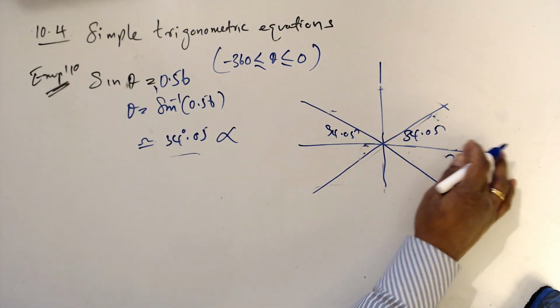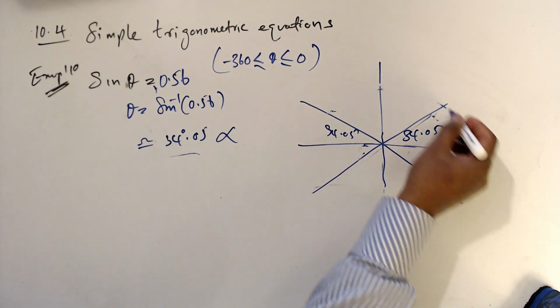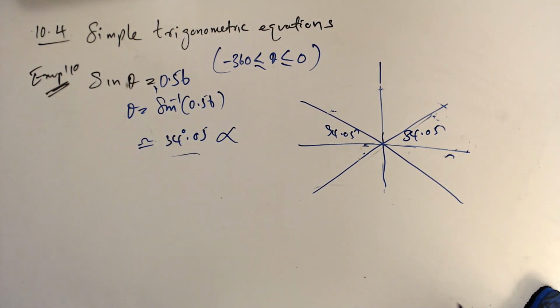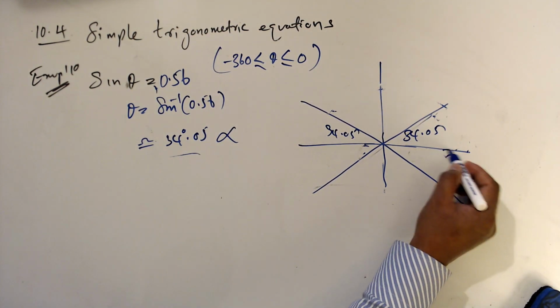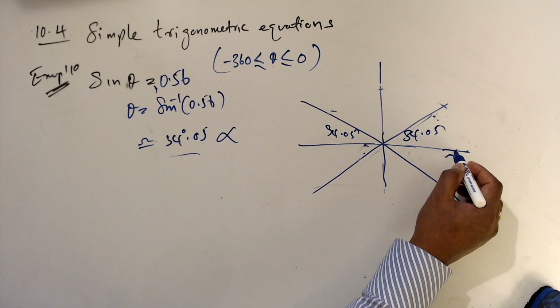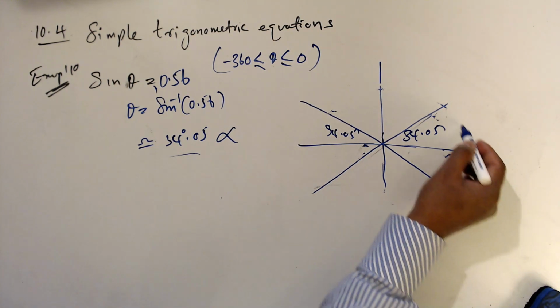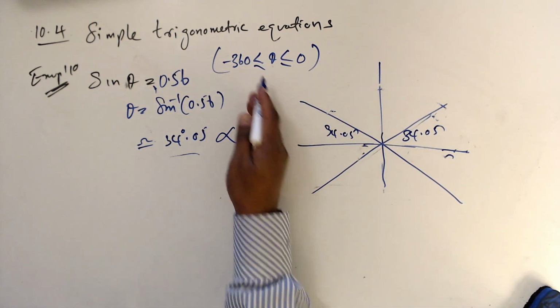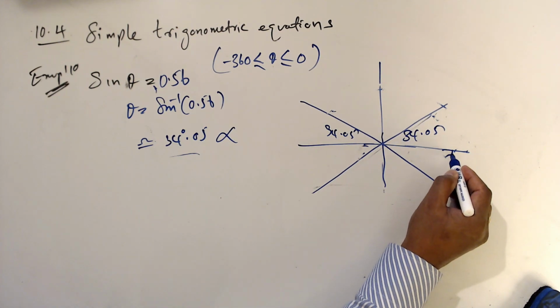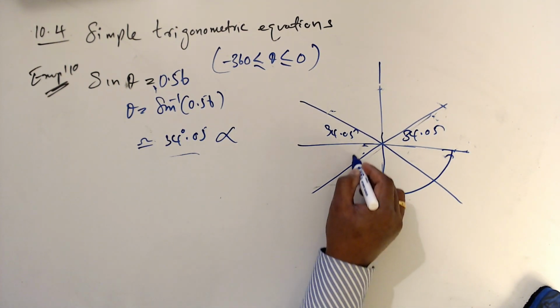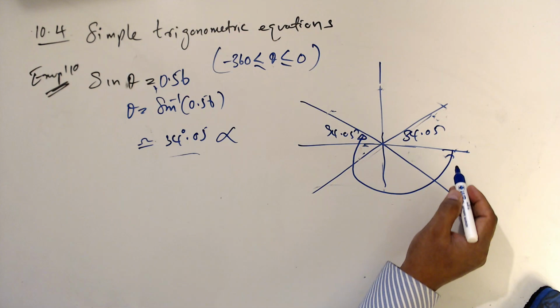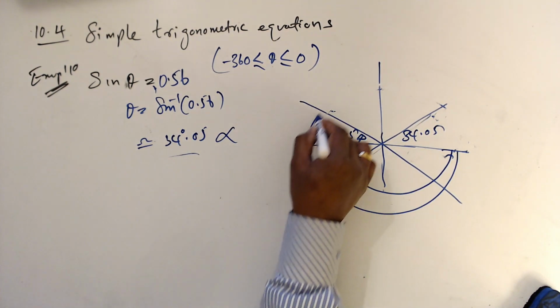Now, instead of measuring positively, we'll start measuring negatively. So earlier we measured anticlockwise, positive. Now we need negative answers, so we'll start from here. This is the first one, and this is the second one.